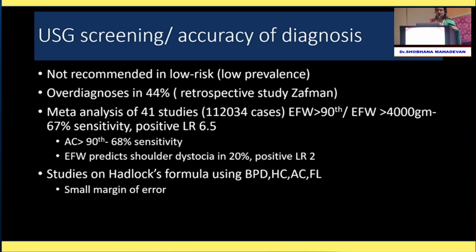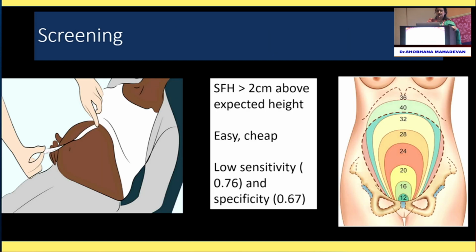The formula that is commonly used to calculate, the Hadlock's formula, has probably the least margin of error. There have been meta-analyses, however, to support that yes, we should calculate the estimated fetal weight and routinely screen, because if we do find an estimated weight of above 90th centile or above 4 kilos, it has a very good sensitivity with a positive likelihood ratio of 6.5 in predicting an LGA baby and its consequences.